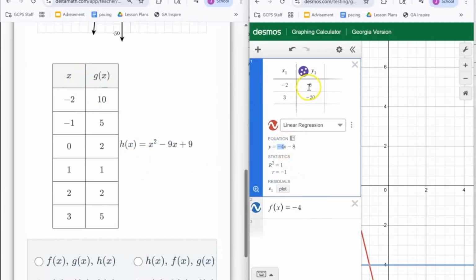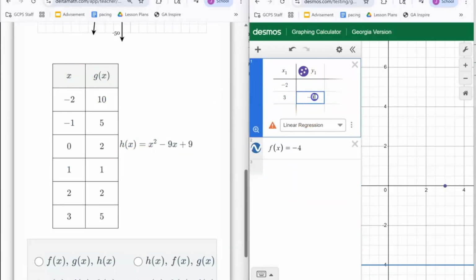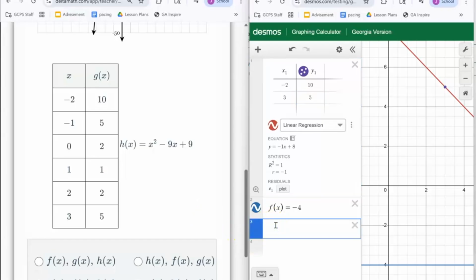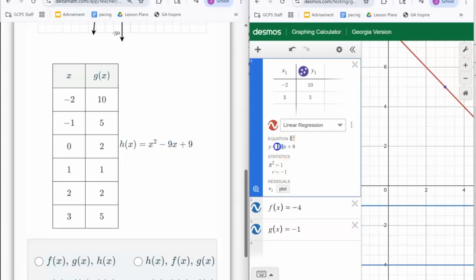So I'm just going to keep changing what my average rate of change is. From the table, I just look at it. So again, I'm looking for 2 distinct points. So these are the 2 points. -2 is equal to 10. And 3 is equal to 5. Again, you do not put more than 2 distinct points. This letter is g of x. So for g of x, my average rate of change is -1, which is my slope.